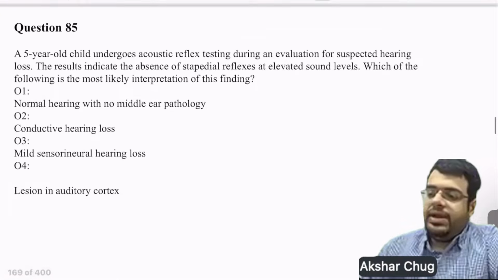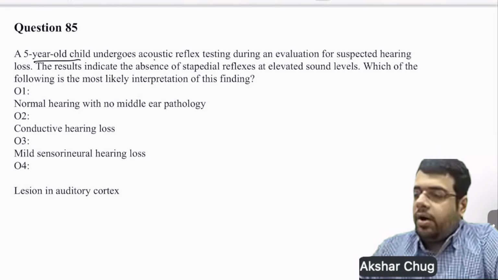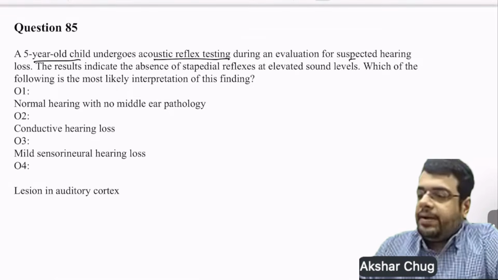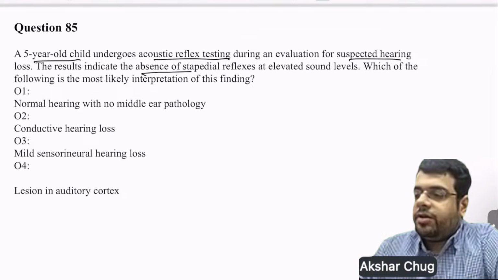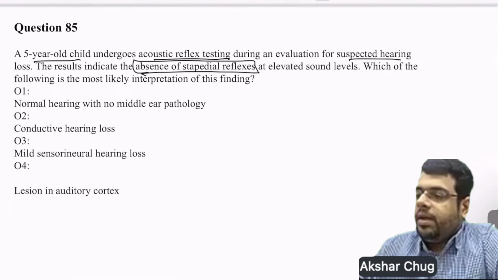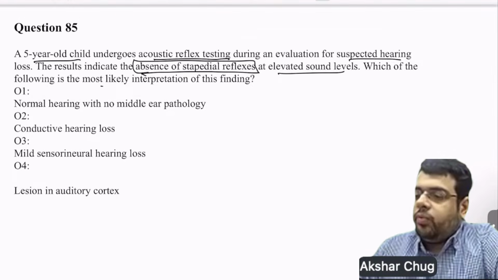Next, question 85. 5-year-old child, acoustic reflex testing, suspected hearing loss. Results indicate absence of a stapedial reflex at elevated sounds. Which of the following is most likely interpretation?